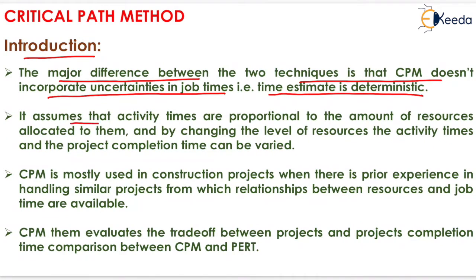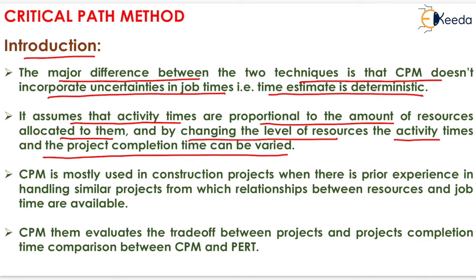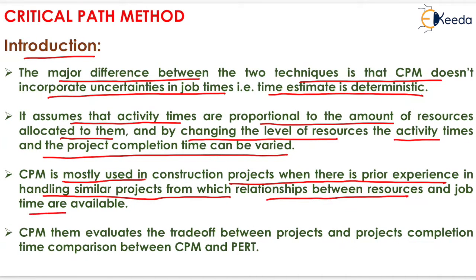It assumes that activity times are proportional to the amount of resources allocated to them, and by changing the level of resources, the activity times and the project completion time can be varied. CPM is mostly used in construction projects where there is prior experience in handling similar projects from which relationship between resources and job times are available.